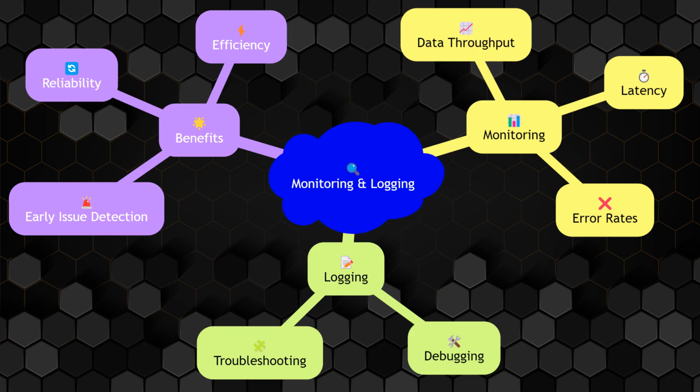Monitoring and logging are critical for maintaining the health and performance of a data pipeline. Monitoring involves tracking various metrics, such as data throughput, latency, and error rates, to ensure that the pipeline is operating as expected. Logging involves recording detailed information about the pipeline's operations, which can be used for debugging and troubleshooting. Implementing robust monitoring and logging practices can help identify issues early and ensure that the pipeline remains reliable and efficient.